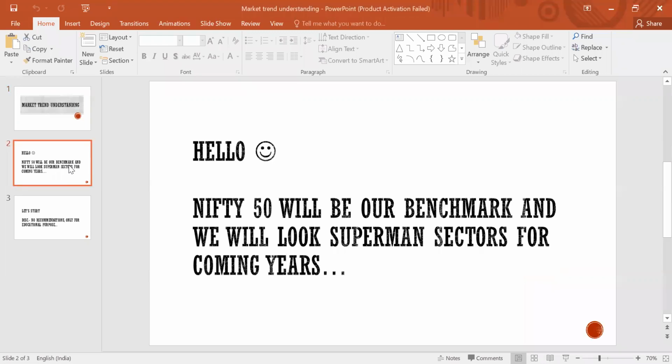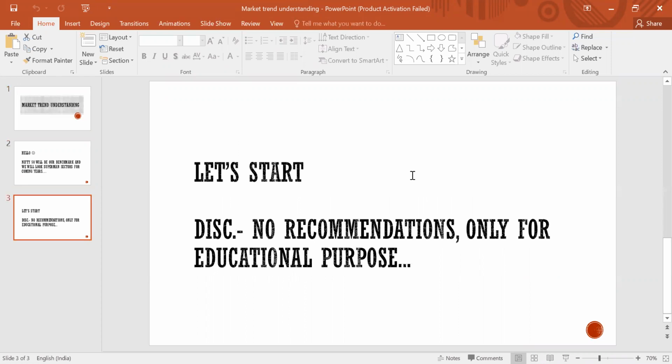Nifty 50 will be our benchmark, as I just said, and we will be searching for some really good sectors which can perform very well in the upcoming bull market, or I should say in the ongoing bull market. So let's start. Disclaimer: no recommendation, only for educational purposes.